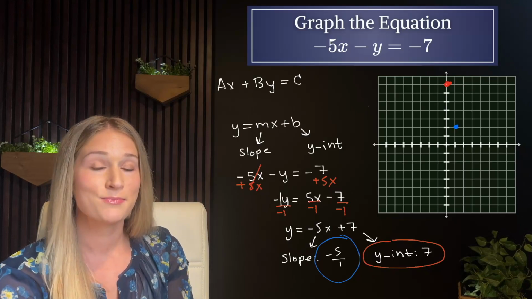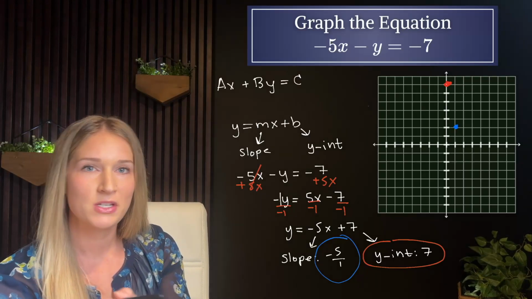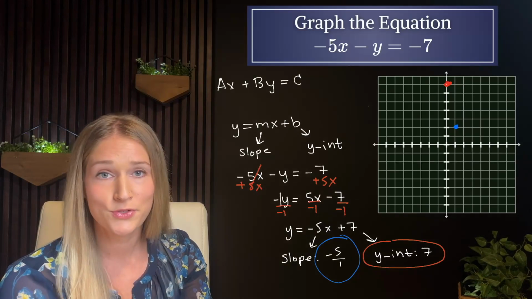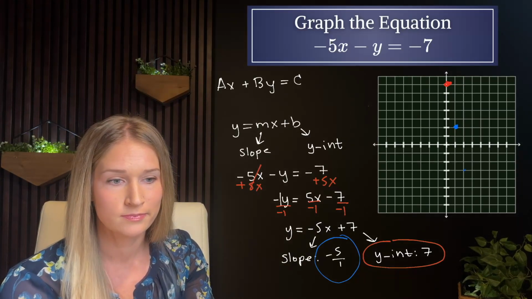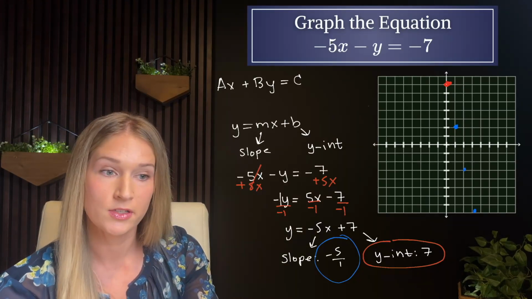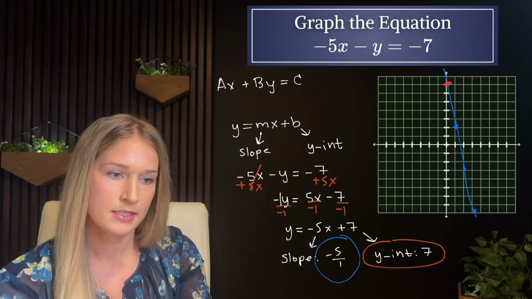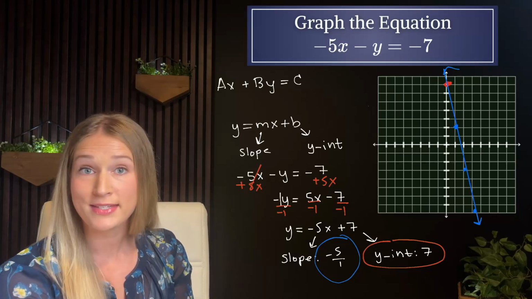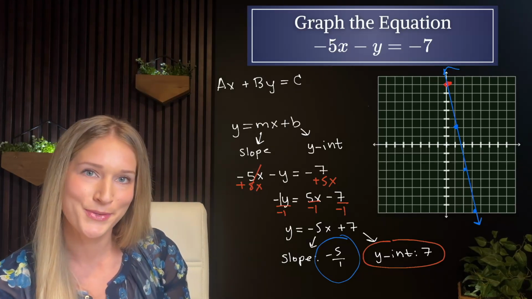And we can do this as many times as we want. I like to make sure I cover the whole graph so I have all the points I could possibly get, but you really only need 2. Once we have all our points, we just connect them to get the graph of our line. So that's how you might graph an equation from standard form.